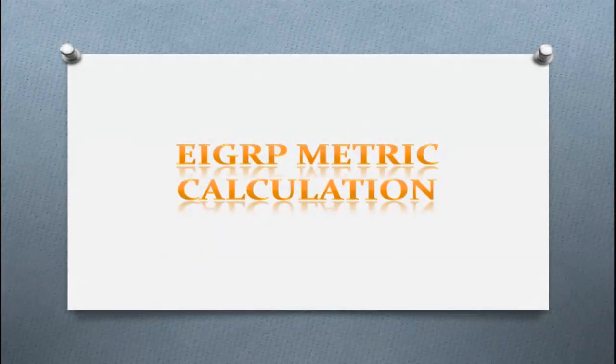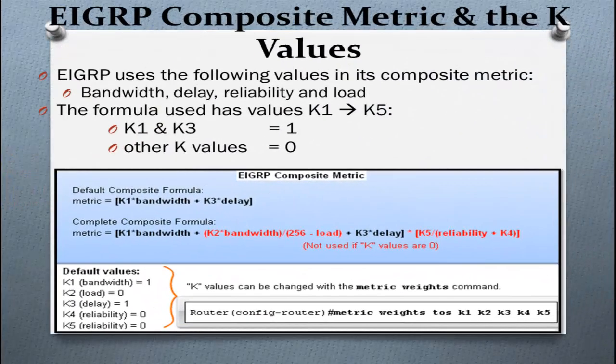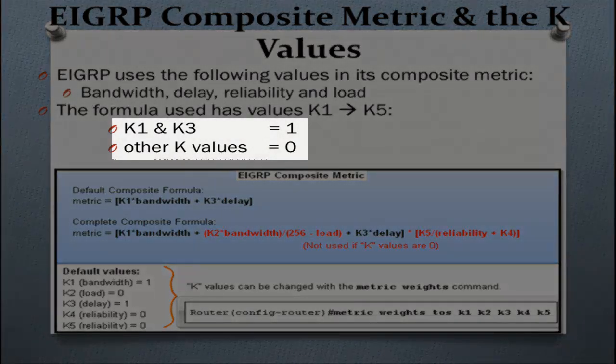EIGRP metric calculation. In the next part, we will discuss EIGRP metric calculation. First, we will discuss the EIGRP composite metric and the K values. EIGRP uses the following values in its composite metric: bandwidth, delay, reliability and load. The formula has values K1 to K5, where K1 and K3 are equal to 1, and all the other K values are equal to 0.